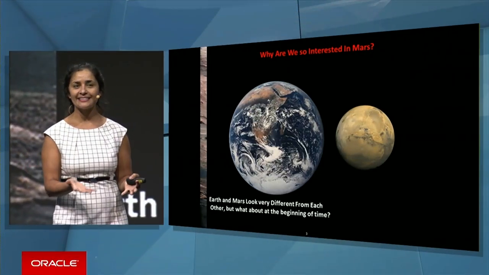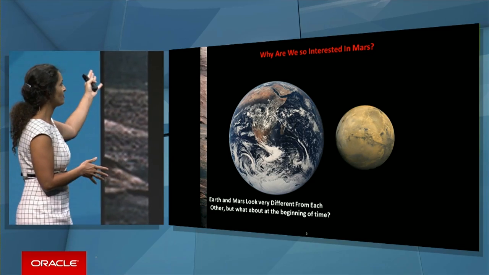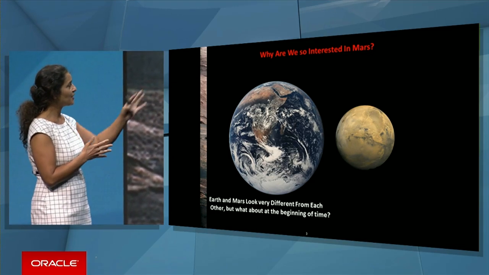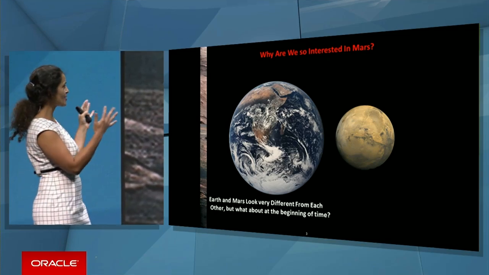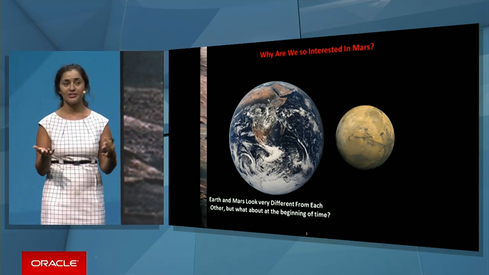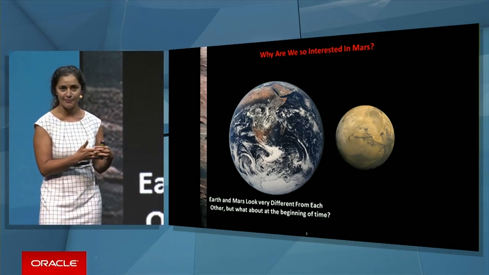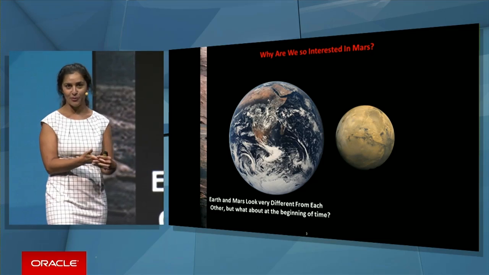So first of all, though, people like to ask me, why is it that we're so interested in Mars? And this drawing that you see here shows you a photograph of the Earth taken from space and a photograph of Mars taken from space. And you can see that the planets are quite different from each other. But at the beginning of time, when the solar system first formed, we actually believed that Mars did have an atmosphere, a thick atmosphere, and it had appreciable water flowing on the surface.